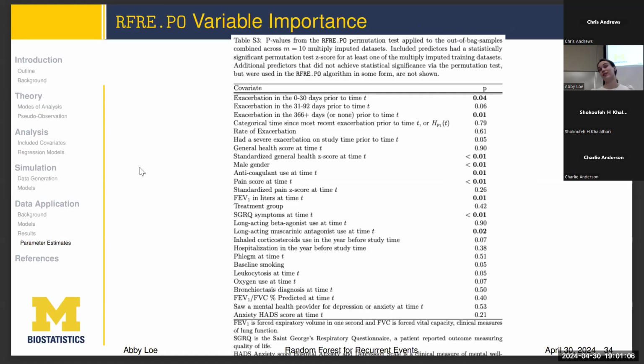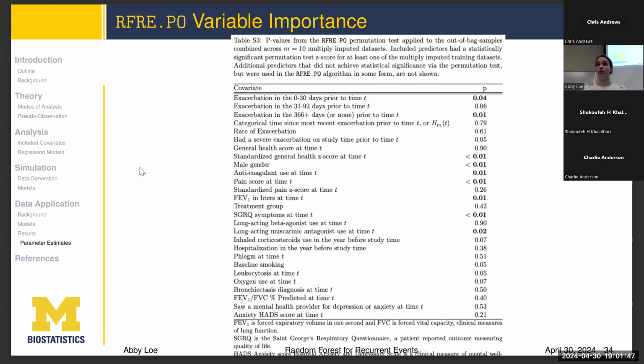So these were all of the variables that our random forest popped out. Because we had this partial information and we had to consider the fact that we might not know what your history is at time T, we did a little bit of a Rubin's rule combination behind the scenes. We had 10 different multiply imputed data sets to make sure we were really characterizing the uncertainty in our partial history estimate. And so the predictors that we're including here had a statistically significant permutation test for at least one of our data sets.